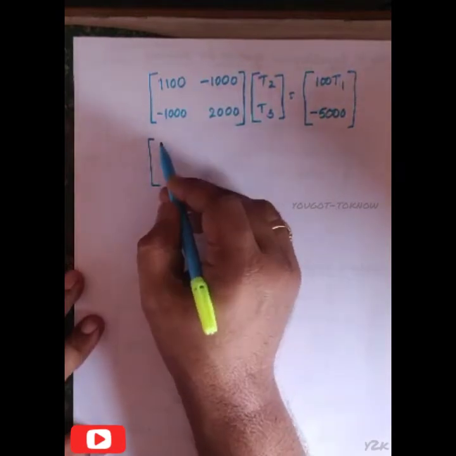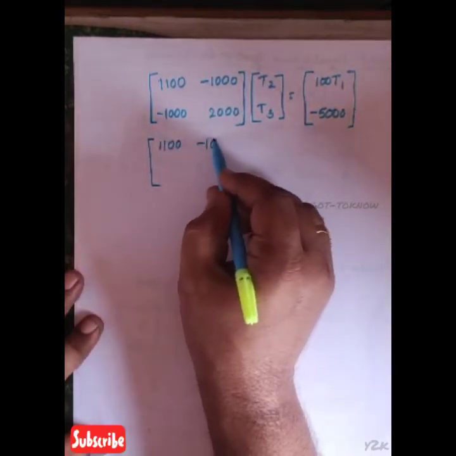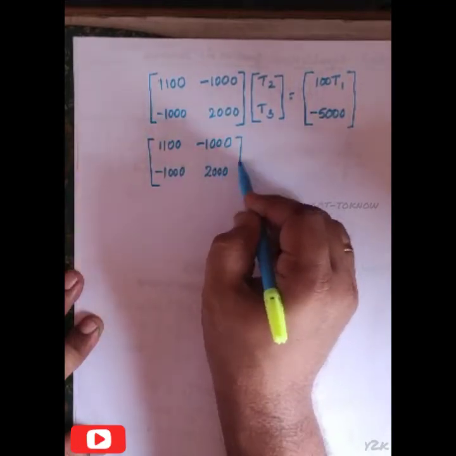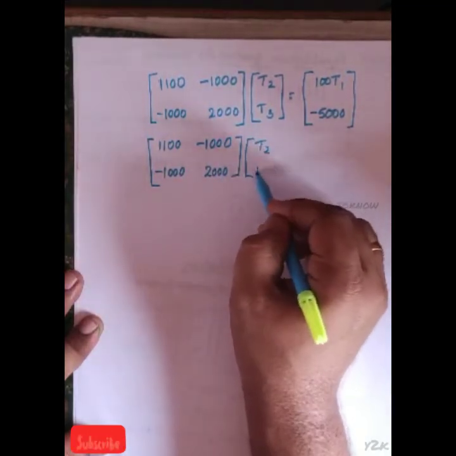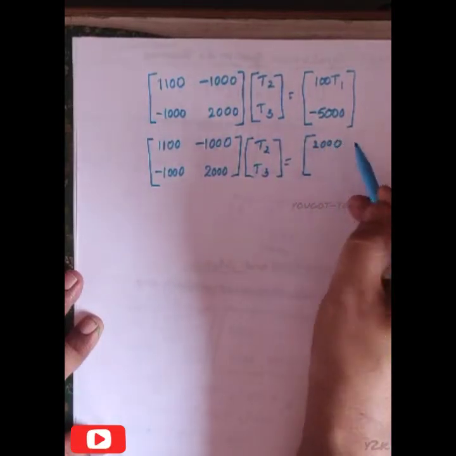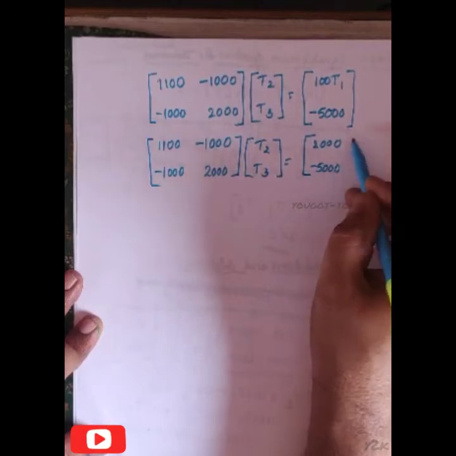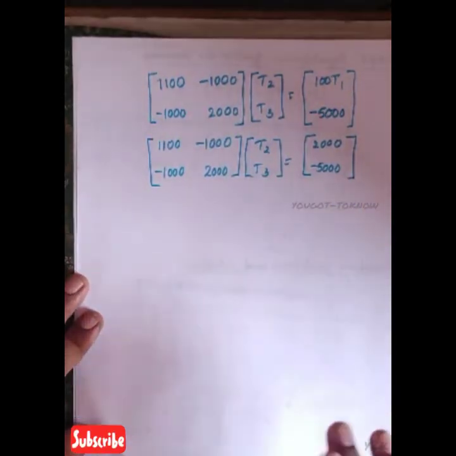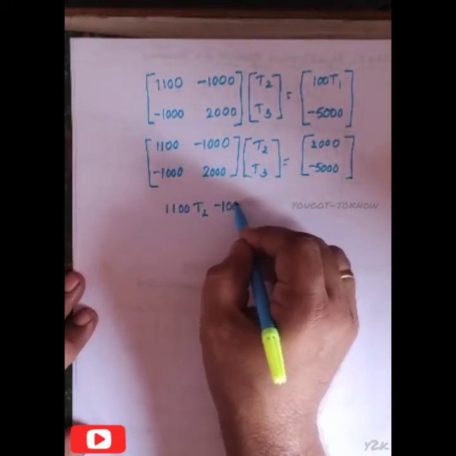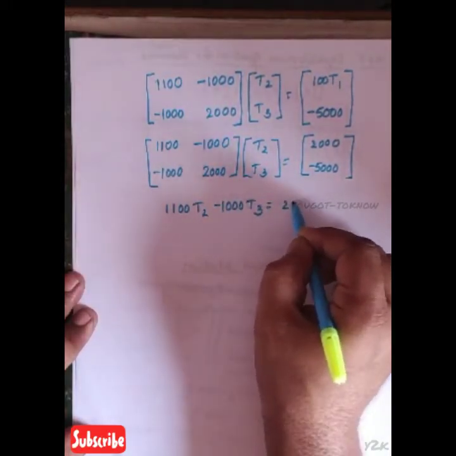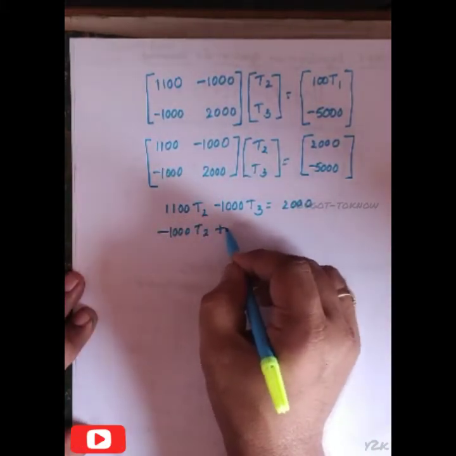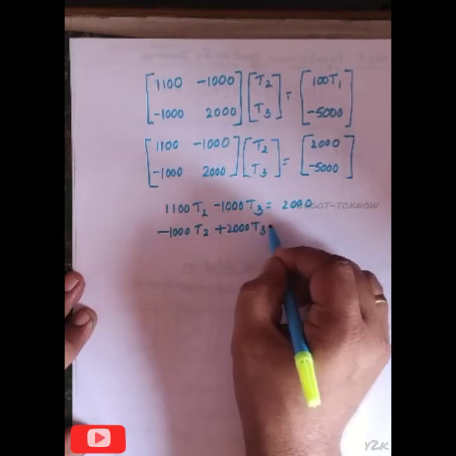This will be simplified like this: 1100, minus 1000, minus 1000, 2000. T2, T3 I don't know, keep them as they are. What is 100 into T1? 2000, because we know T1 equals 20, and minus 5000. Now if you go for simplification, 1100 into T2 minus 1000 into T3 is equal to 2000 is one equation. Minus 1000 into T2 plus 2000 into T3 is equal to minus 5000.